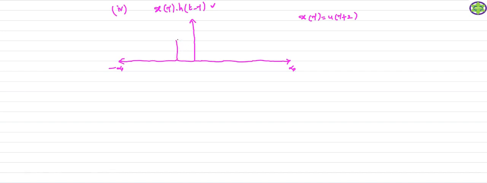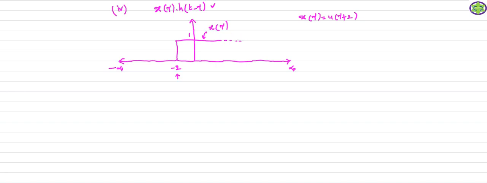So let me draw the x of tau. This is minus 2, and this is 1, for tau greater than minus 2. This is the range of tau. So this is your x of tau. This signal is a fixed signal. X of tau is a fixed signal.